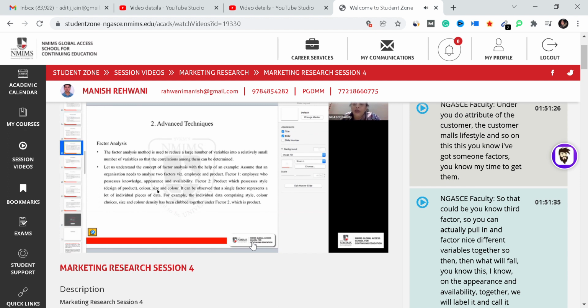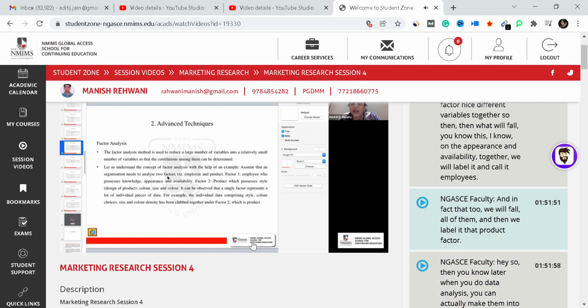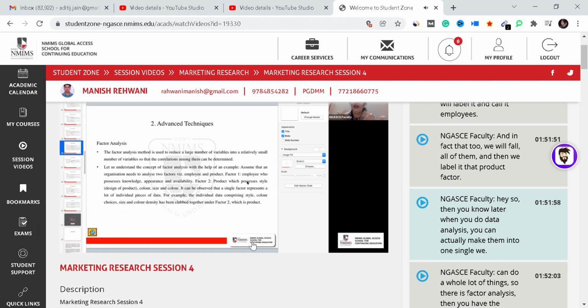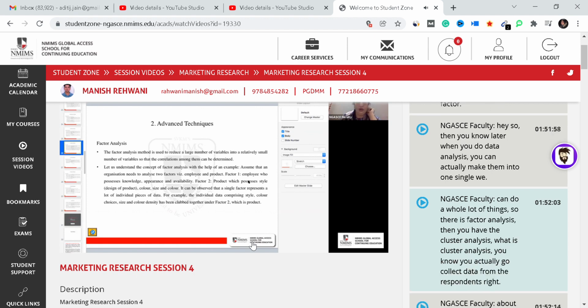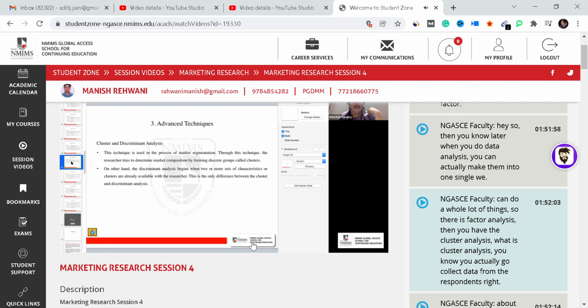So then knowledge, appearance, and availability together, we will label and call it the employee factor. And factor 2, we will label as the product factor, right? Then later when you do data analysis, you can actually make them into one single variable. You can do a whole lot of things. So there is factor analysis.